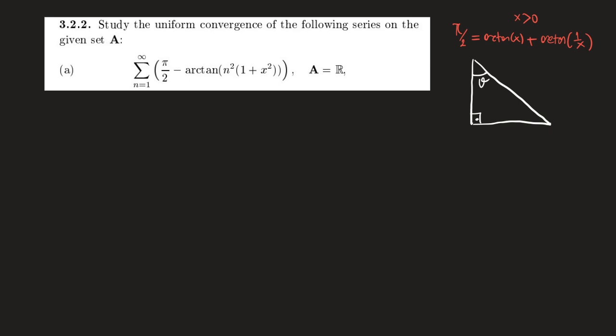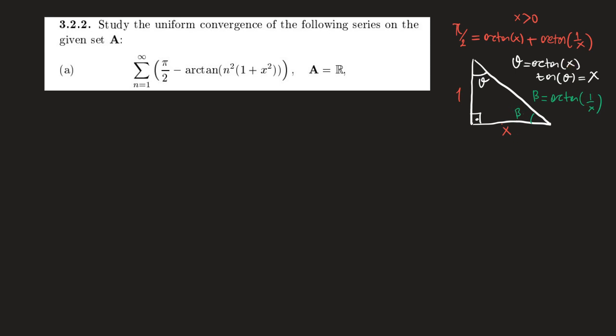Call this theta. Let me call theta arctangent x. Now my tangent theta is then x, which means it is x over 1. So what is then arctangent 1 over x? Let me also call this another angle, beta. Beta is arctangent 1 over x, because then tangent beta is 1 over x.